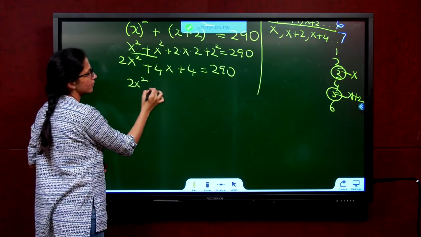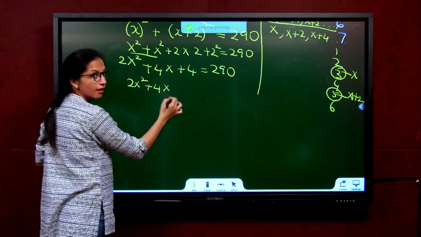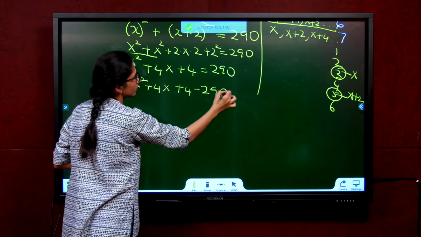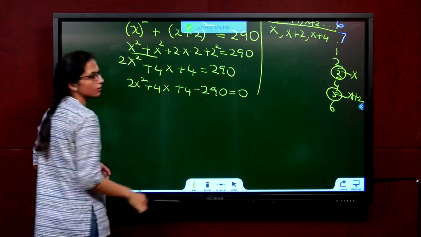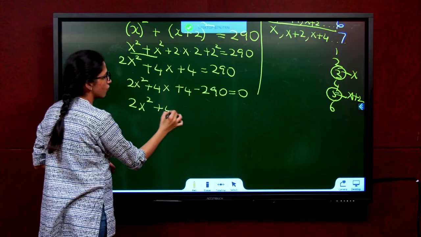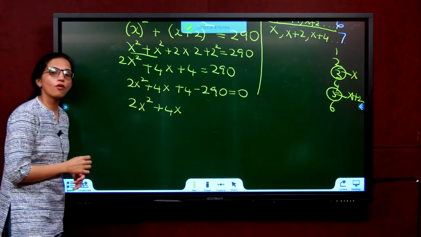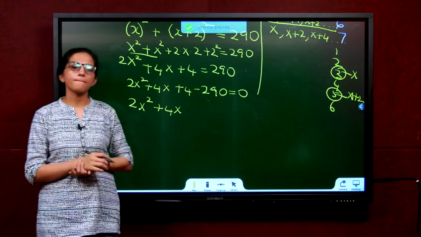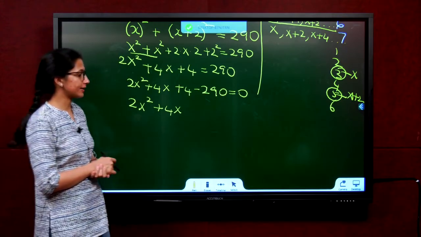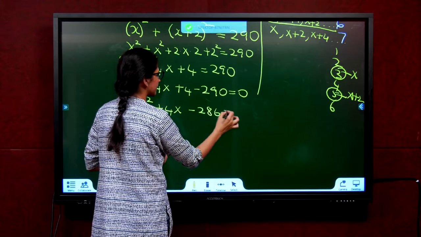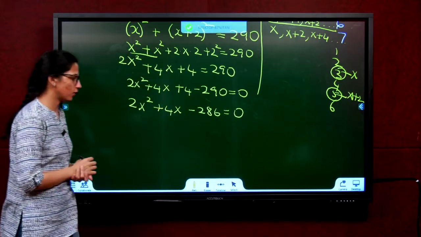2x square plus 4x plus 4, 290 comes this side, minus 290 is equal to 0. So 2x square plus 4x plus 4 minus 290. Do the normal subtraction. 290 minus 4, 286. Put the sign of the bigger number. Minus 286 is equal to 0.